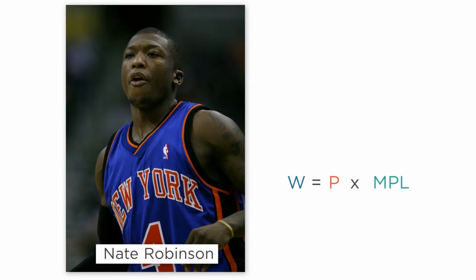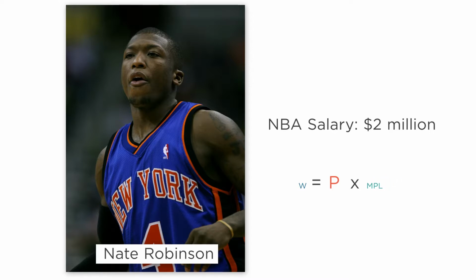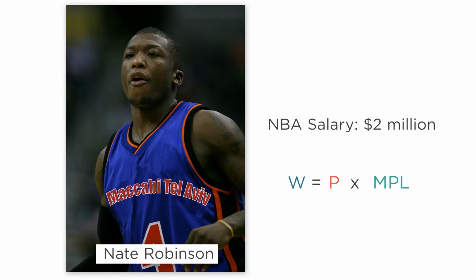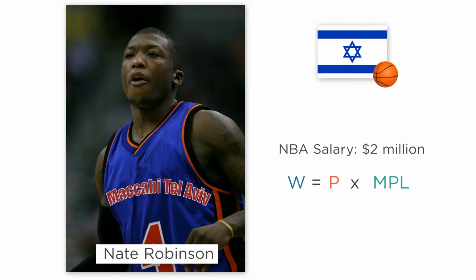By the end of his NBA career, Nate Robinson wasn't very effective. He averaged only 5 points per game. He came off the bench with the backup players. He didn't even play in half his team's games. He made about $2 million per year. Why? Because his marginal product of labor was low. But then he quit the NBA and signed with the Maccabi Tel Aviv, the top team in Israel.